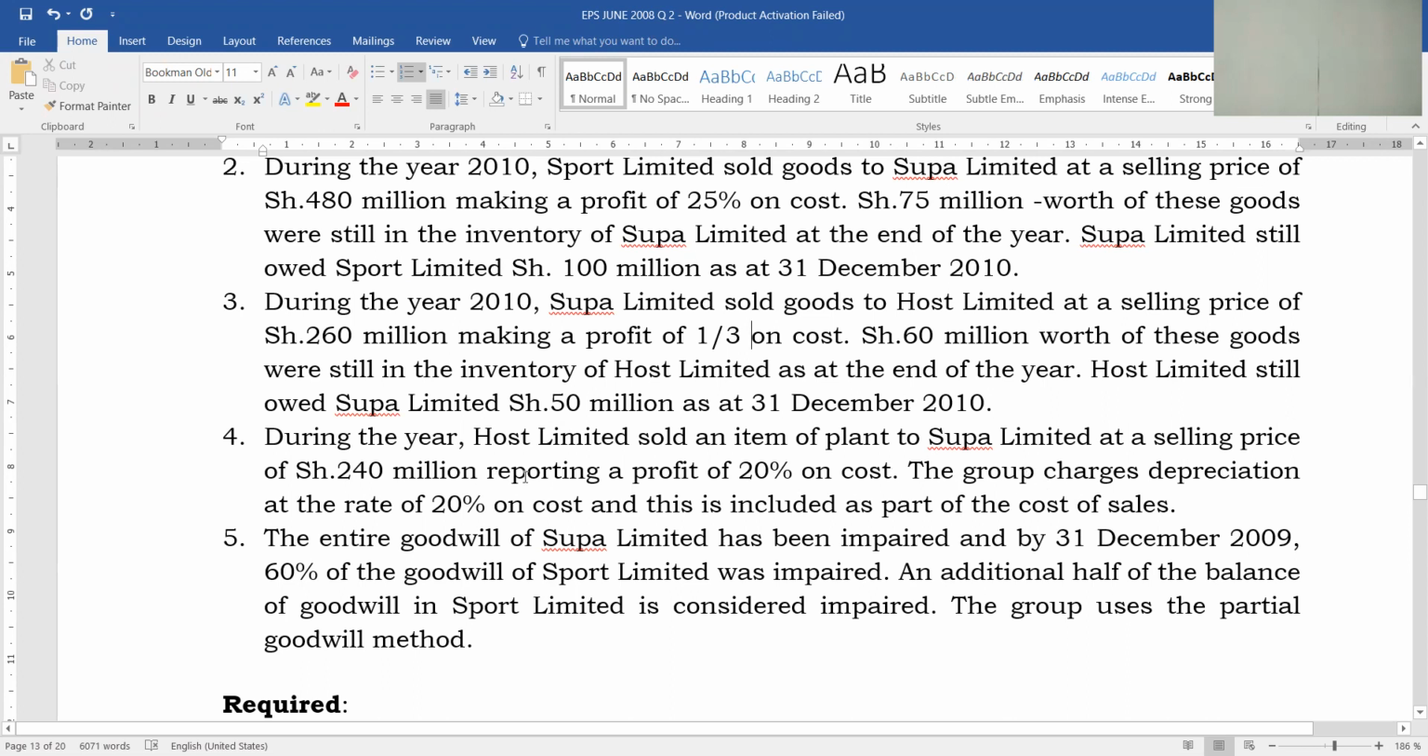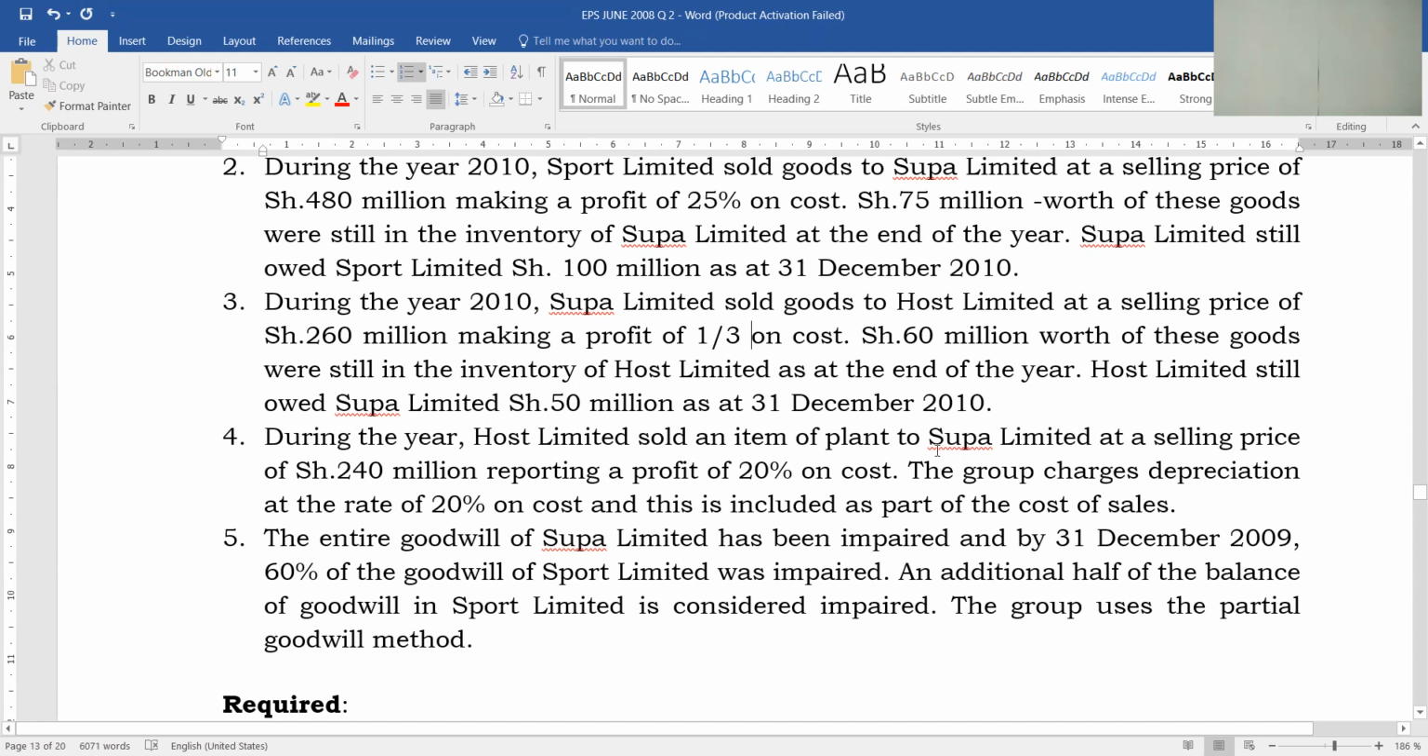So which means that during the year, Host sold an item of plant to Super at a selling price of 240. So this implies that there is a fixed asset which is sold, and we say that once a fixed asset is sold to another entity, the other entity will never resell that fixed asset. So a fixed asset is not meant for resale. So which means that when Super received the fixed asset, he will never resell it. He will use it for business purposes. So which means that he will never realize the profit he paid Host. So because Host Limited is the one which sold goods to Super.